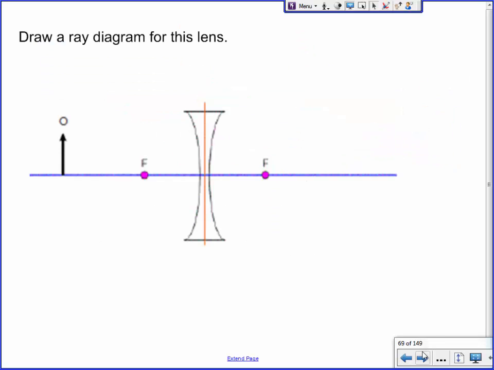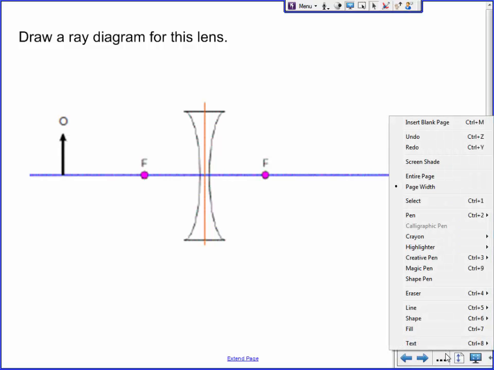Let's try another one. Why don't we do this one together? Okay, this is going to be a diverging lens. Cell phone? Still good?